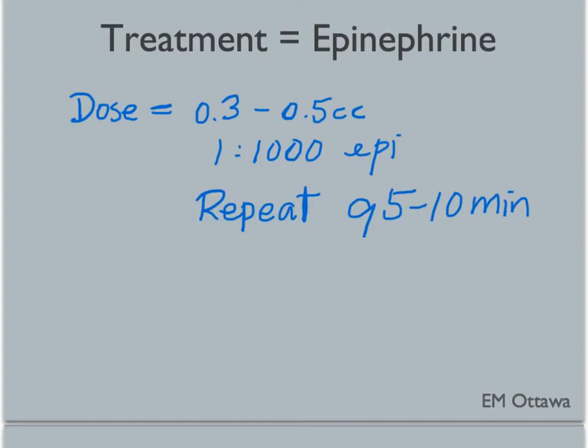If the swelling does not decrease or if it gets worse, we might need to establish a definitive airway. We typically do this by intubation. It will potentially be a very difficult airway because of the edema. In patients with airway obstruction, early epinephrine is key.